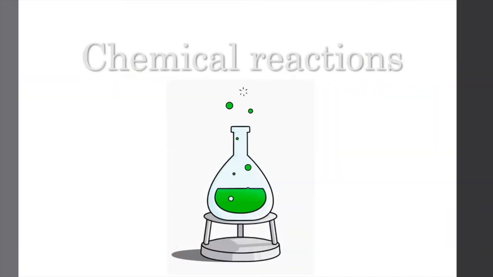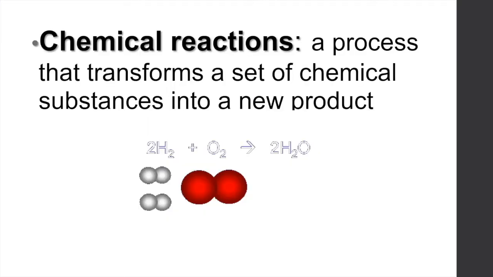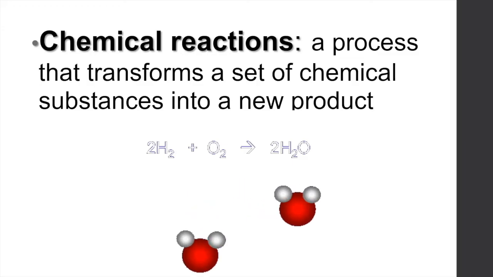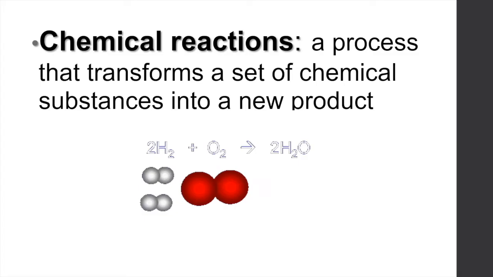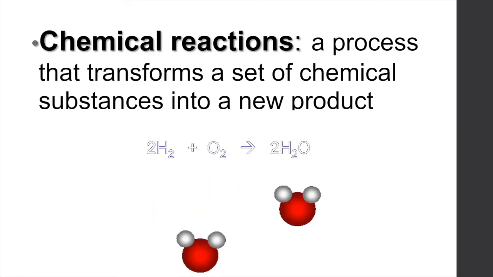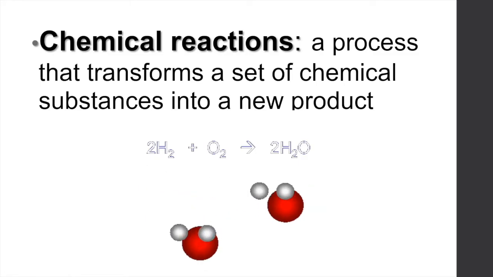During this section, we are going to look at what a chemical reaction is, how a chemical reaction occurs, and how we will be able to identify if a chemical reaction has taken place. Firstly, let's start with a definition of what a chemical reaction is. A chemical reaction is a process that transforms a set of chemical substances into a new product.